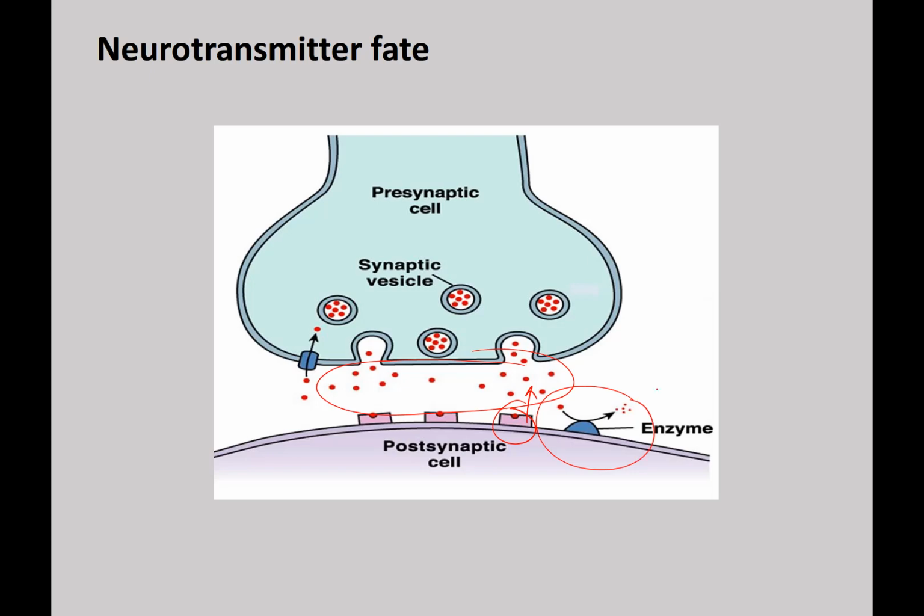So one method is using an enzyme and degrading the neurotransmitters, so just breaking them down. And the other is reuptake. So that means the presynaptic cell is pumping the neurotransmitter back into it so it can use it again. So regardless of the method, the goal is to clear out the space so that we can have a new signal between these two neurons.